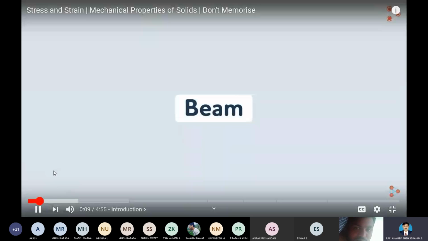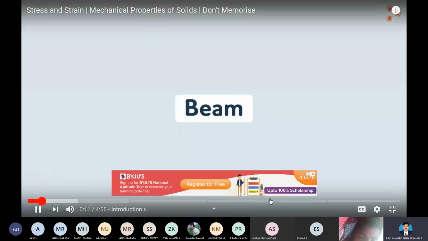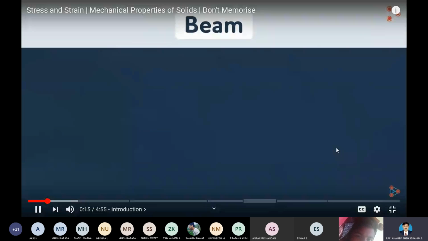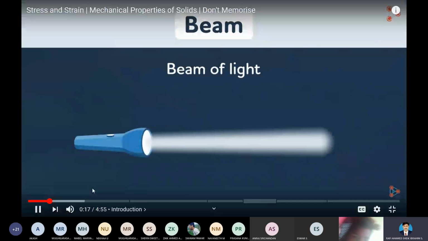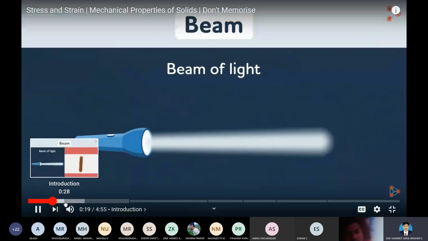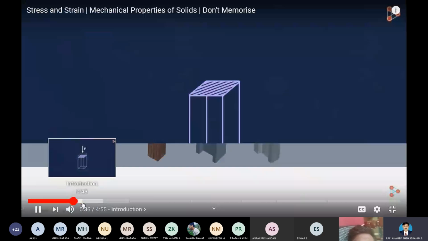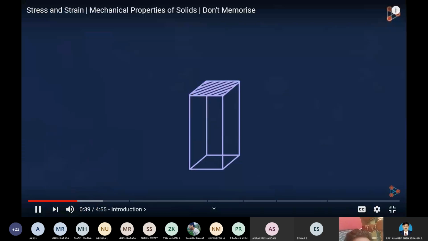Many different meanings of this word. In physics, we use this word in two ways. In optics, we say a beam of light can be thought of as a sequence of photons traveling in a straight line. This kind of beam. Let's draw a rough general sketch of a rectangular beam.